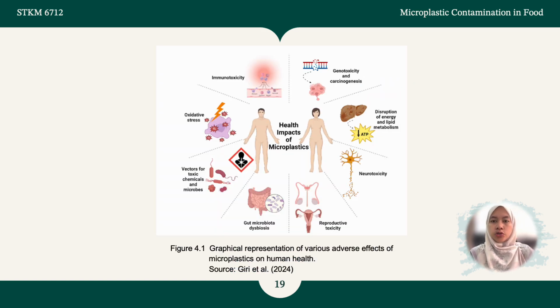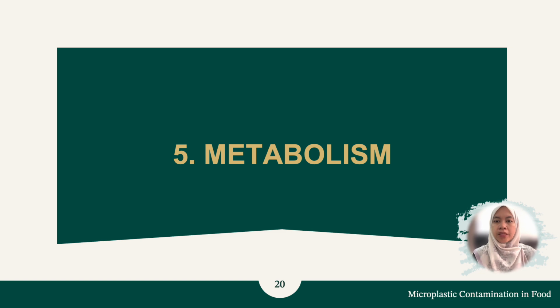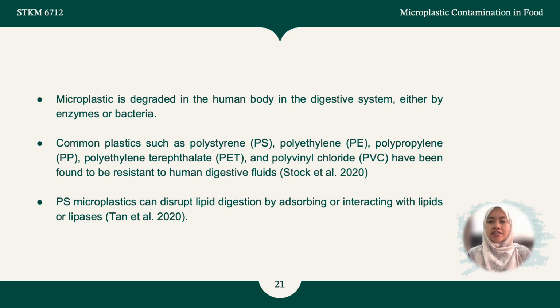Figure 4.1 shows various harmful effects of microplastics on human health as discussed before. Now, let's move on to the metabolism of microplastic toxicity. Microplastic is degraded in the human body in the digestive system either by enzymes or bacteria. Common plastics such as polystyrene, polyethylene, polypropylene, PET and PVC have been found to be resistant to human digestive fluids.